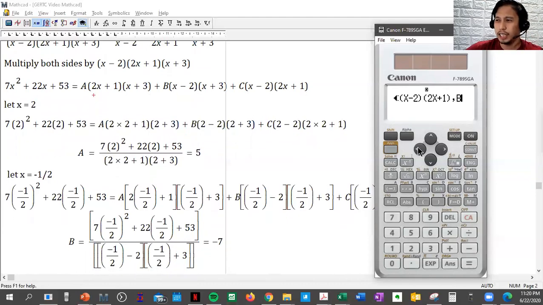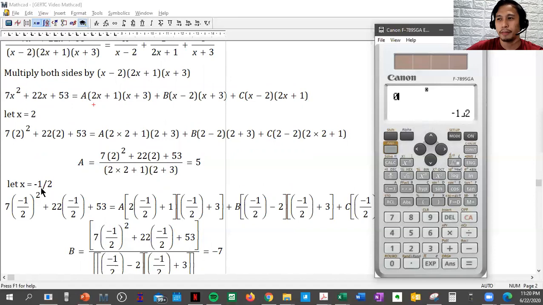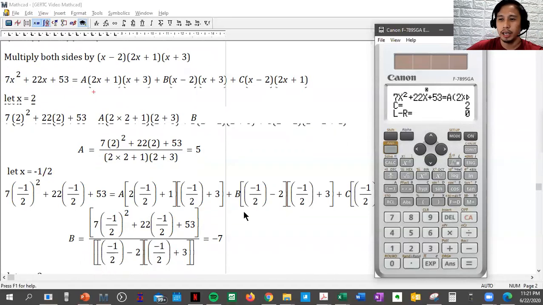And of course, if we calculate C, delete that and change it to C, then shift calc again. Since we already got A and B, you can assume any value of X. Let's say I make this 0. I don't have to make X equal to negative 3 just to solve for C. It can be anything except 2 and negative 1/2, as long as A and B are already solved. I want you to understand that. A is 5, already solved. B is negative 7, already solved. Then C gives me 2.